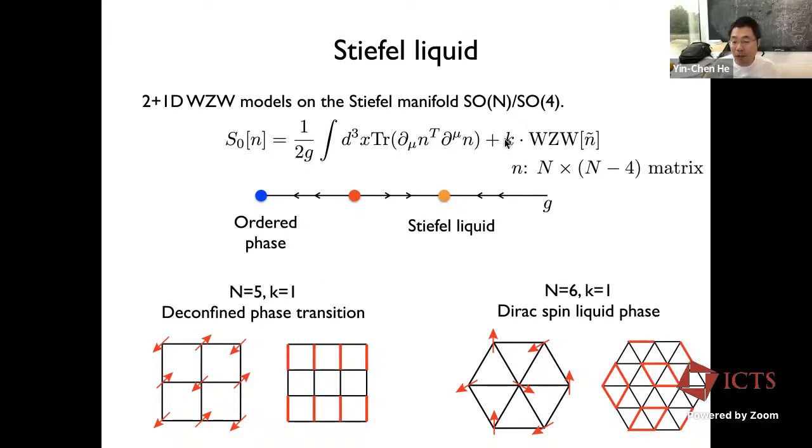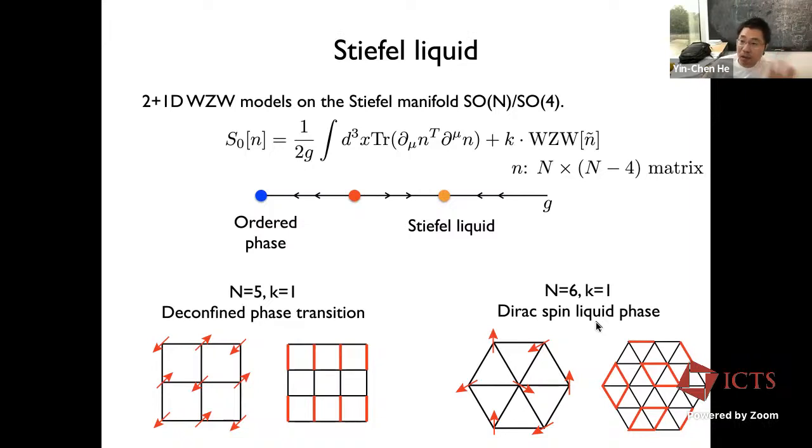And for this, we believe that for different integer values k, we will get different CFTs. For n equal to 5, k equals 1, it's a deconfined phase transition, and you can easily identify the order parameters. This n field in my microscopic systems is just magnetic order or valence bound solid order. And for the Dirac spin liquid, we get more order parameters.